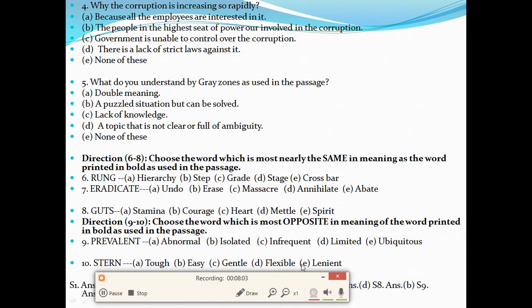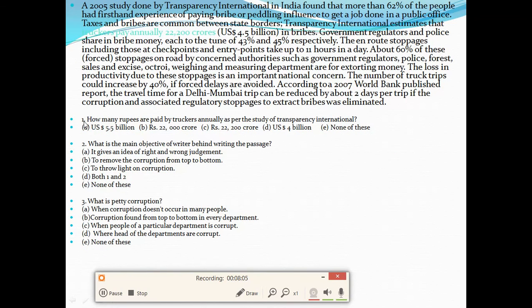Question number one is: how many rupees are paid by truckers annually as per the study of Transparency International. You can search the number easily. It is written 22,000 crore in your passage. The second question is what is the main objective of the writer behind this passage. You can leave this question, and if you have the time, you should read the passage. After that you can get the answer.